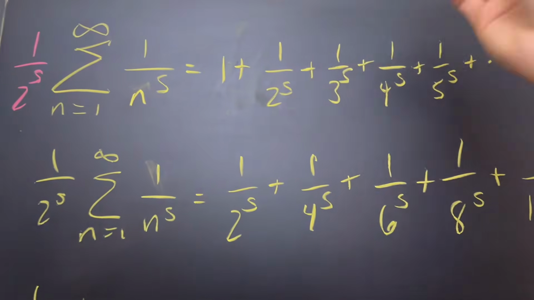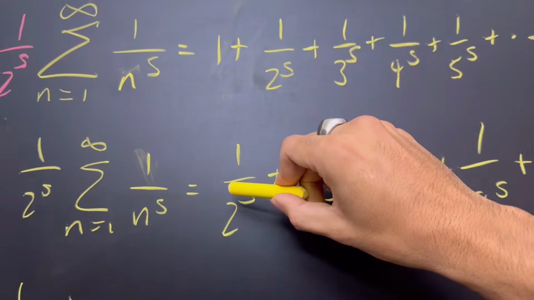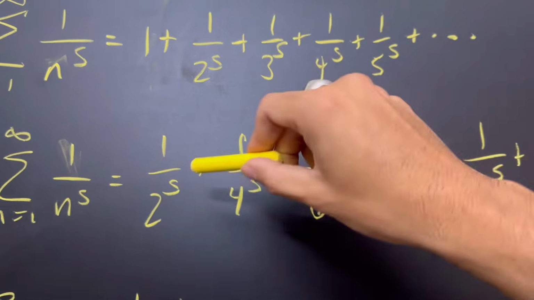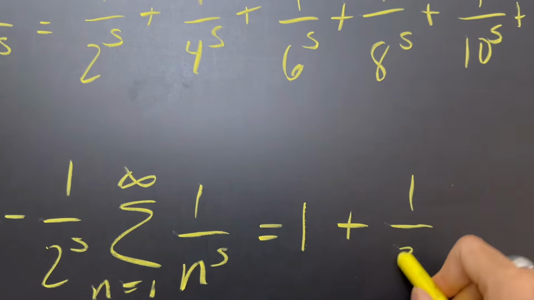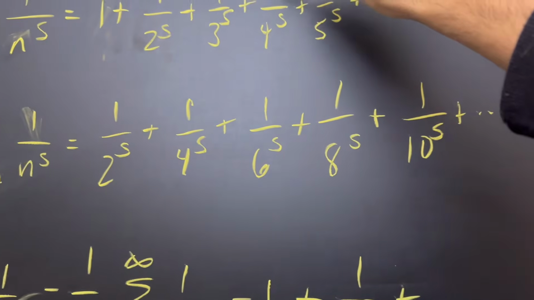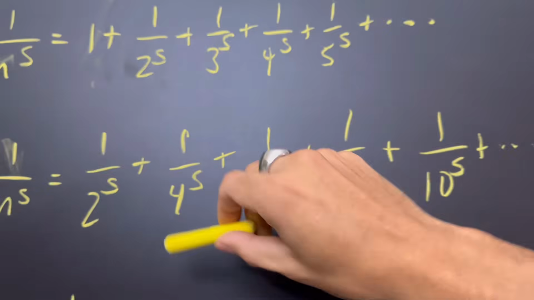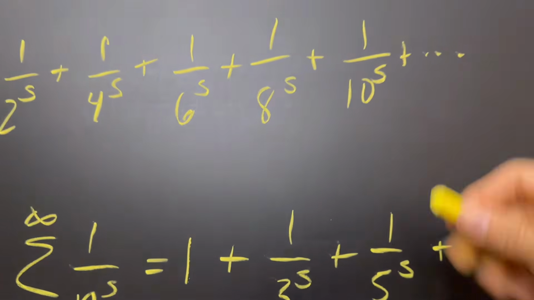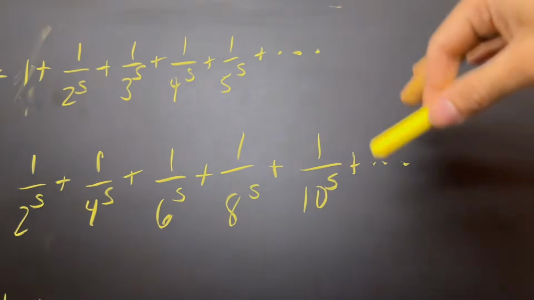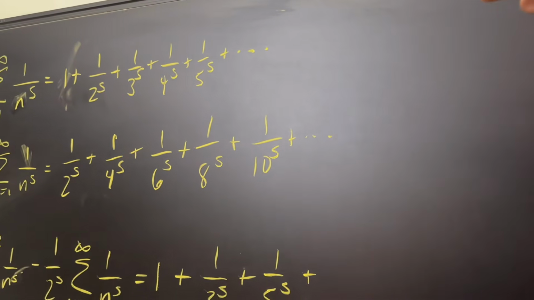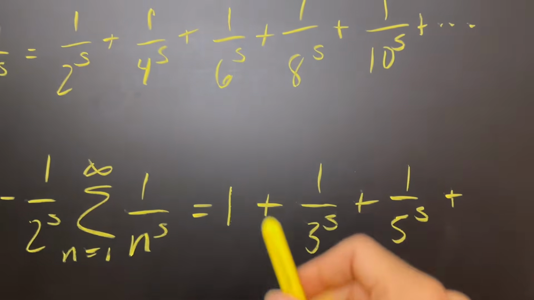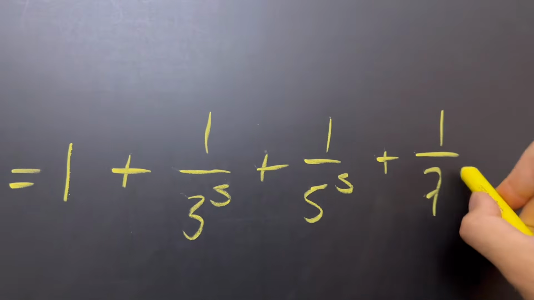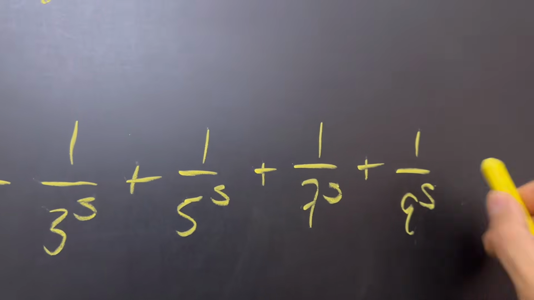But now check this out. 1 over 2 to the power of s cancels out with this one. This will stay the same because there's no 1 over 3 to the power of s in this second function, so we have 1 over 3 to the power of s. And now we continue. This 1 over 4 to the power of s will cancel out with this one, but there's nothing with a 5, so now we have 1 over 5 to the power of s. If we continue that process, every single term with an even denominator will cancel out. So what we're left with is 1 plus 1 over 3 to the s, plus 1 over 5 to the s, plus 1 over 7 to the s, plus 1 over 9 to the s, and I can just continue.